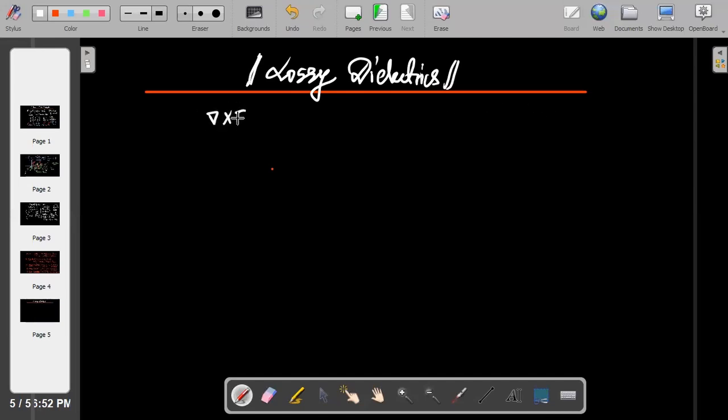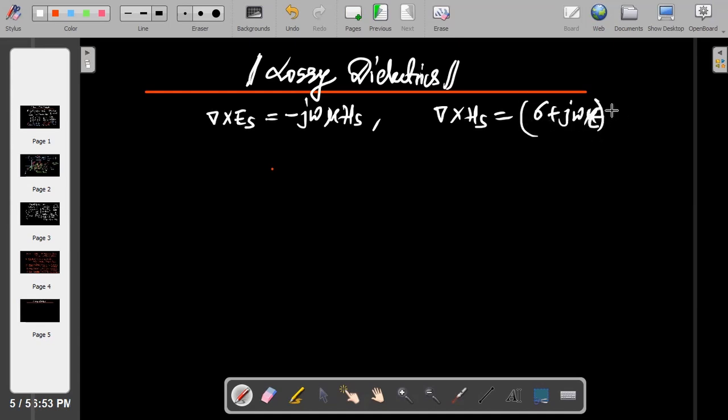Del cross E_s is nothing but minus j omega mu into H_s, and your del cross H_s equals sigma plus j omega epsilon into E_s. Now these two equations are enough, correct? So this is nothing but your phasor form. These two equations, please remember.